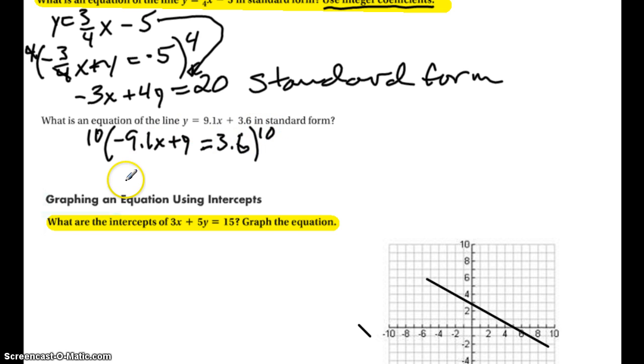Put my reminders over there. 10 times negative 9.1 is going to be negative 91 plus 10y. 10 times 3.6 is going to be 36. And there we have eliminated all of the fractions or decimals and have it in integer coefficients.